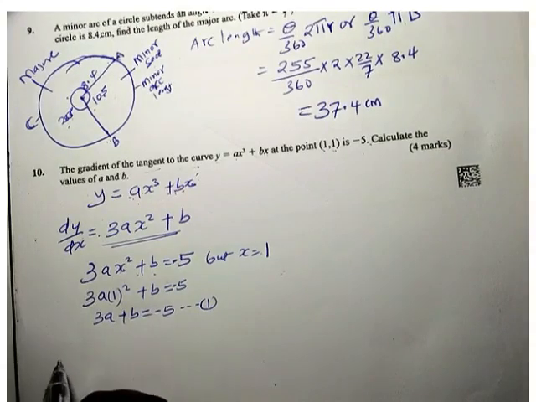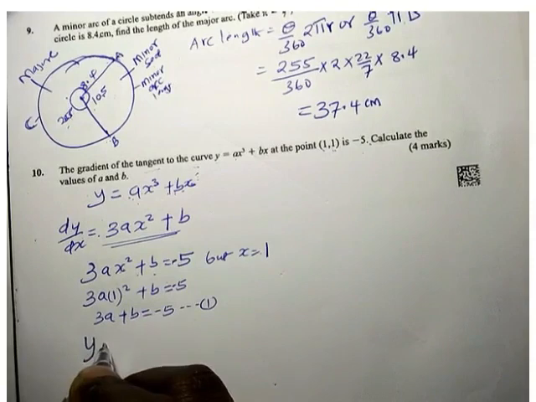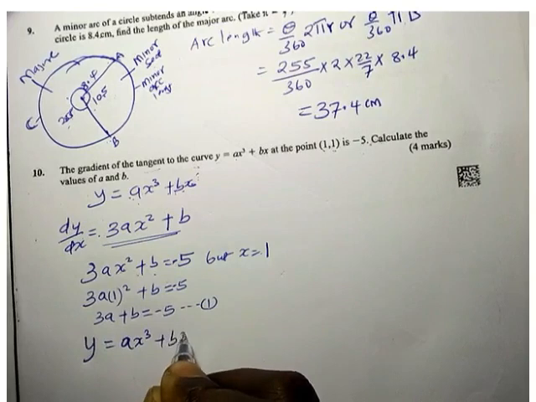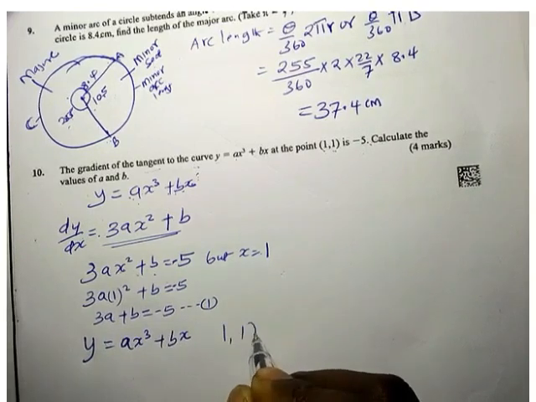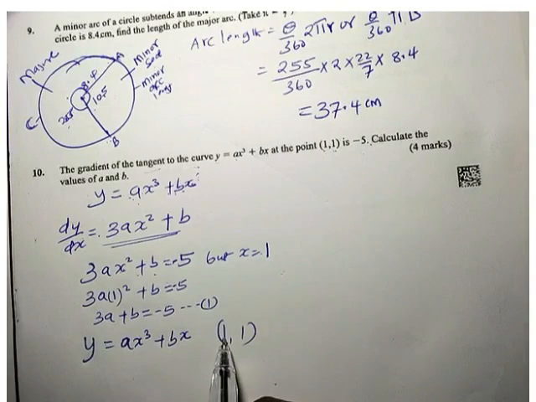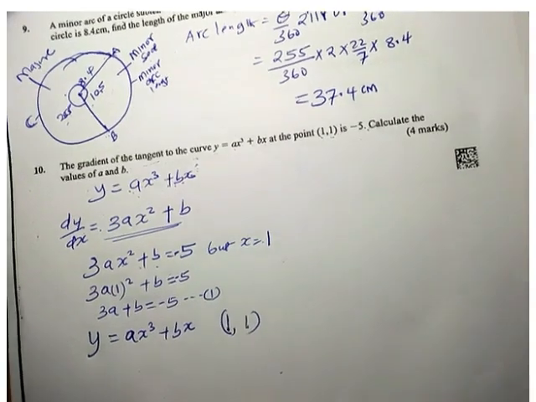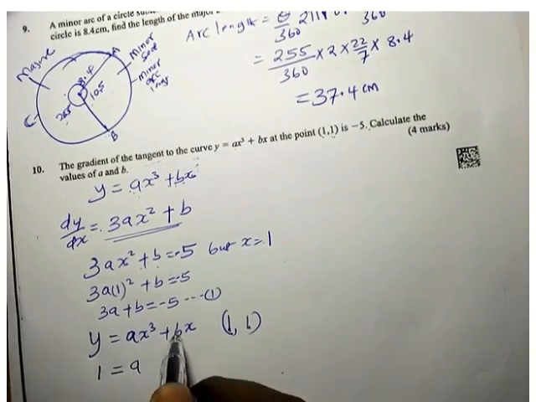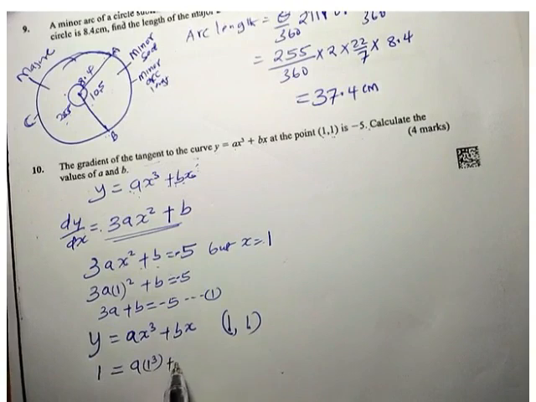So to get equation 2, you take the equation of the curve, y is equal to ax cubed plus bx. Use this point 1, 1 and substitute: where you see the value of x, you substitute with the x coordinate, and where you see y, you substitute with the y coordinate. So we are going to have 1 equal to a times 1 raised to power 3 plus b times 1. So we are going to have 1 equal to a plus b. And this is our equation 2.